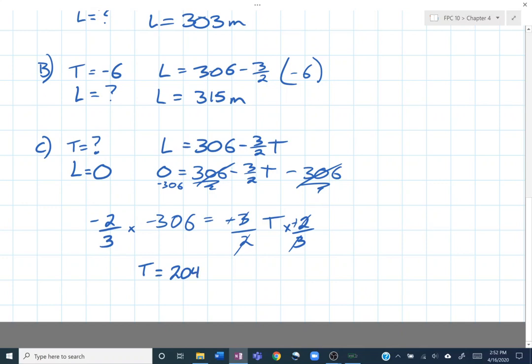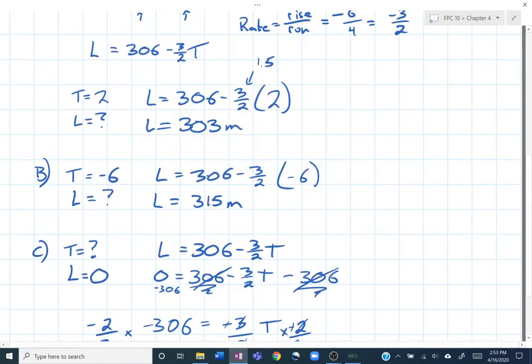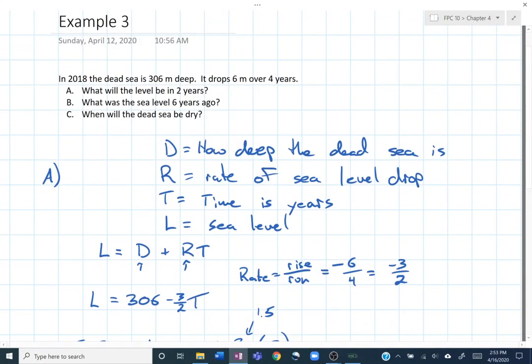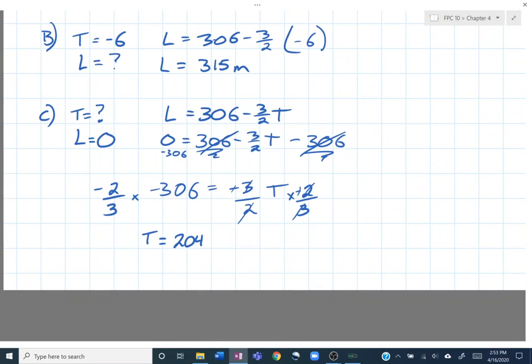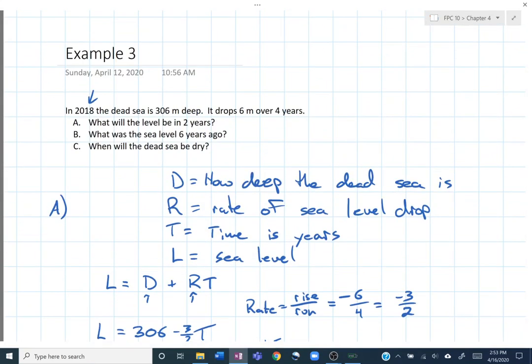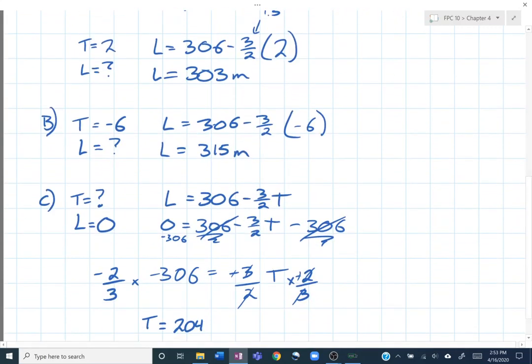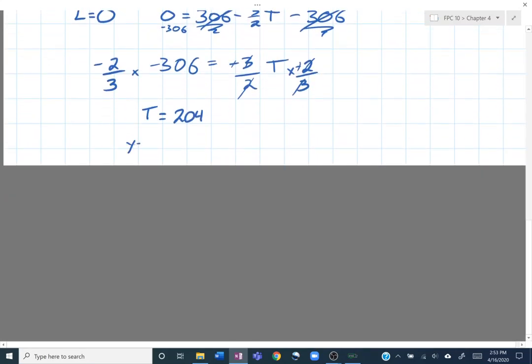204. So now we're back to our critical thought area again, and I want to ask myself, does 204 make sense? When is that? Well, if we scroll back up to our original question, our starting year was 2018. So when will the Dead Sea be dry? 204 doesn't really answer that. But if we know that we started in 2018, then the year is going to be 2018 plus 204.